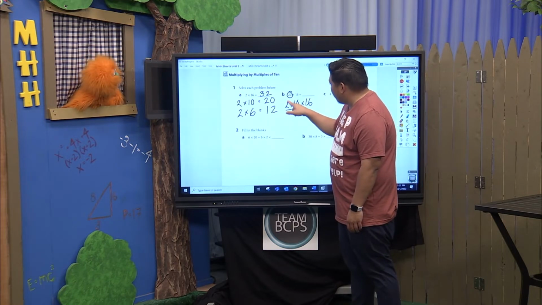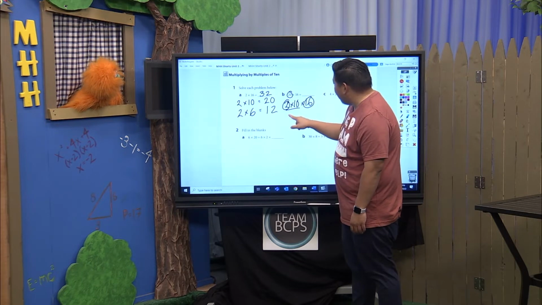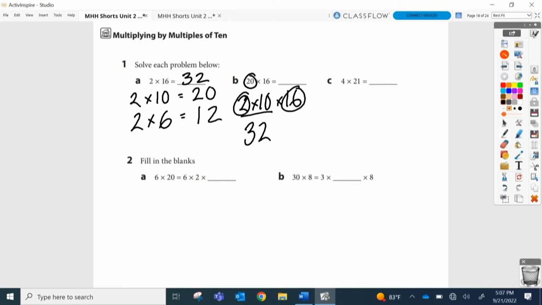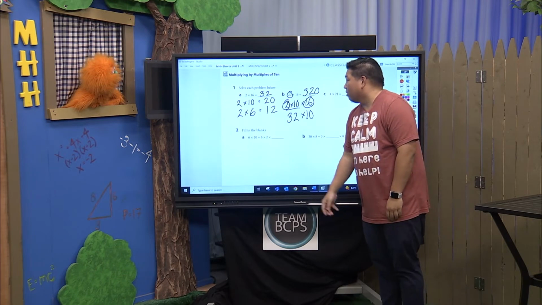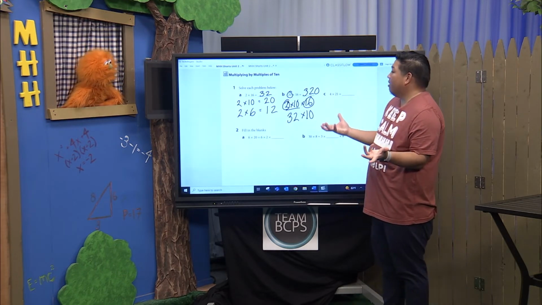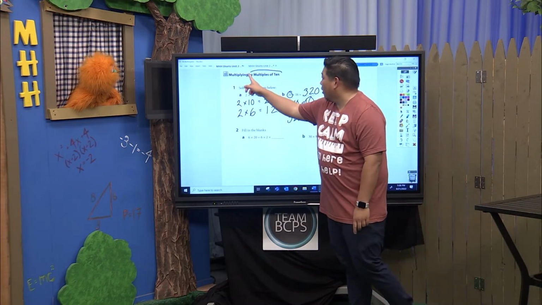What we did before with 2 times 16, we already have the answer, and that was 32. So now all we have to do is multiply that by 10. 32 times 10, if we have 10 groups of 32, is going to be 320. So we can easily break apart our numbers and then multiply them back together, especially if we have multiples of 10, which is what we're really working on here.